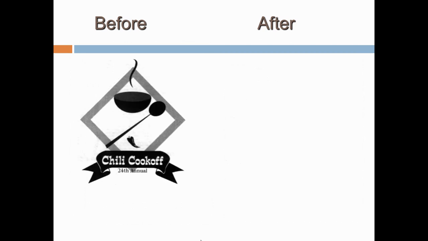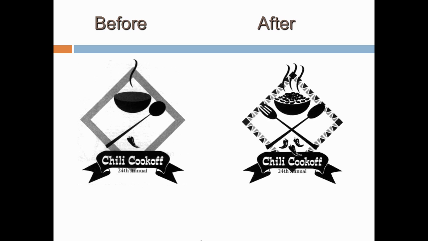Same kind of thing here. You got a chili cook-off. All right, so you got that little wavy line to indicate that it's hot. You got the one little lone chili. You got the one spoon. It's like, all right, what can I do? How do I push this even further?